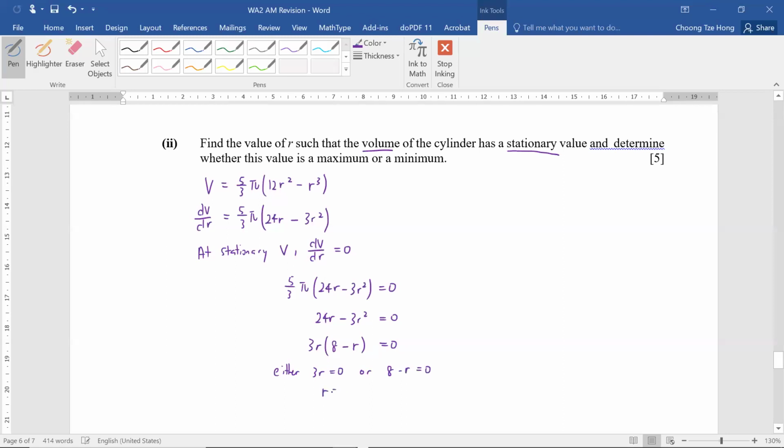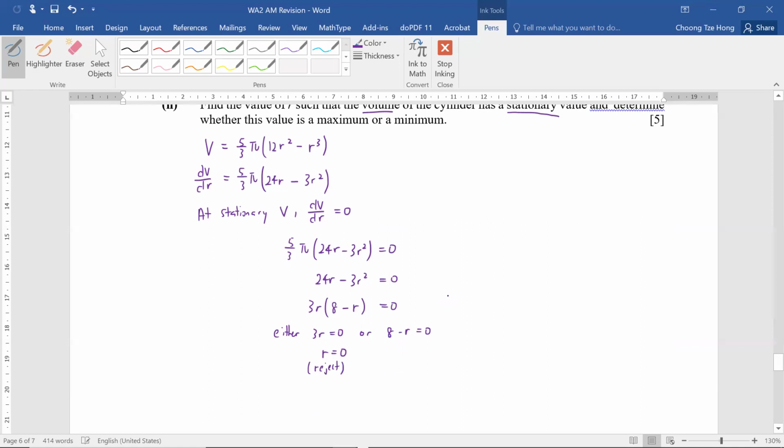From here, you'll get r equals 0, which is not possible, right? So you got to reject this answer, because if radius is 0, then you do not even have any cylinder to talk about. So over here, you get r equals 8. So this is the r that we want. Find the value of r.